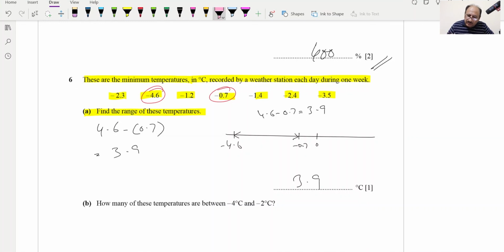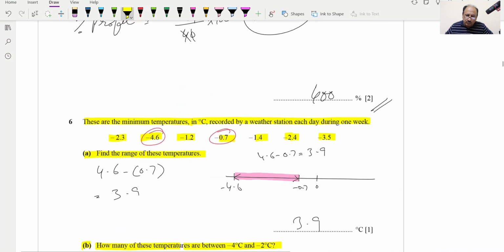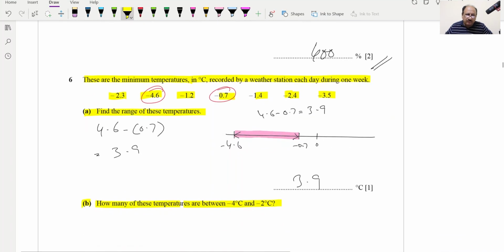Basically we are interested in the gap between these two, so we'll be ignoring signs and we'll just check the gap between these two, which is 3.9, and the gap will be 3.9 degrees Celsius. Now they're saying B part, how many of these temperatures are between minus 4 and 2. So minus 4 and 2 we have to check.